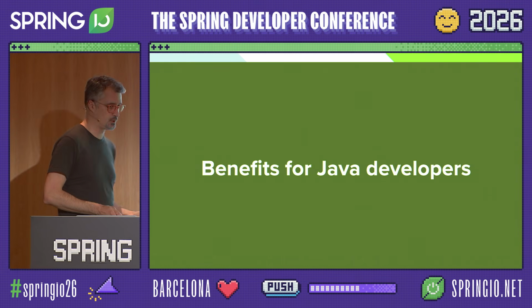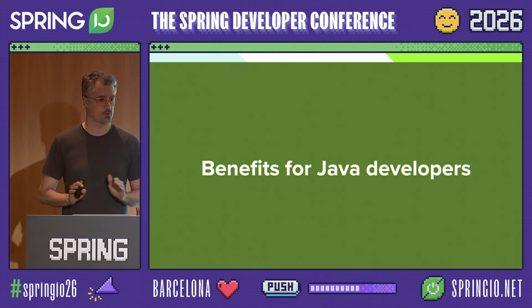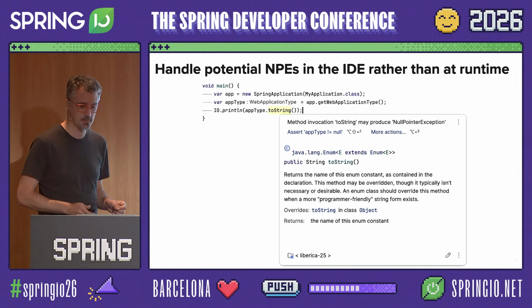So what are the benefits for Java developers? And by benefits, I mean you don't have to do anything except just consume Spring Boot 4, okay? After that, we will see more involved steps.